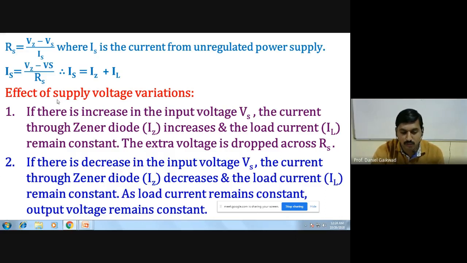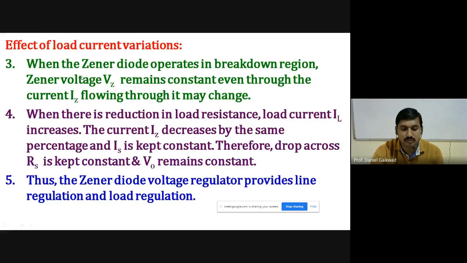Okay, so this is the first part. Similarly, we have the second part also. Check carefully: effect of load current variation. Now, if you change the load resistance, then there is a change in the load current. Now, check carefully what we have given in the third point.